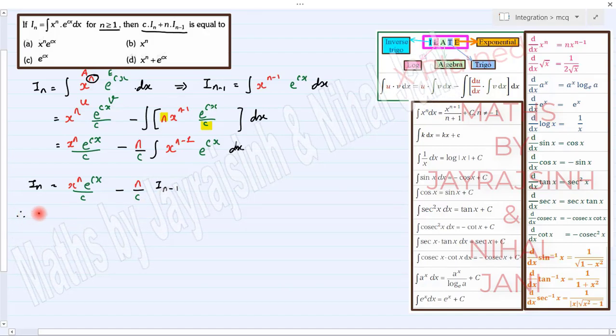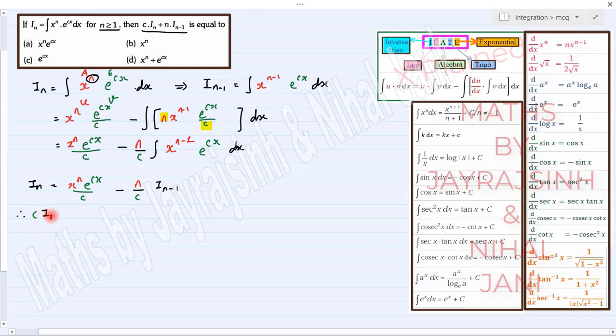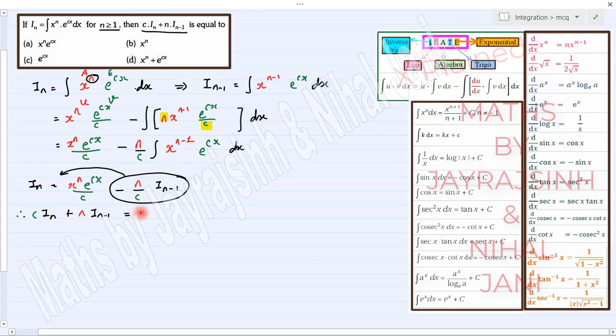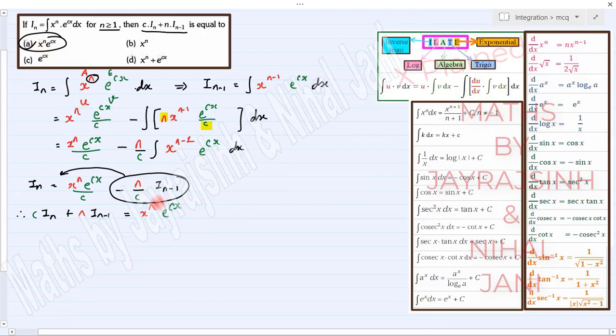Now just rearrange the terms. c will go on the left side. We will get c into I n, and this minus n by c into I n minus 1 going on the left side will become plus n into I n minus 1. So on the right hand side we will get x raised to n e raised to cx, which is given in option A. Ta-da!